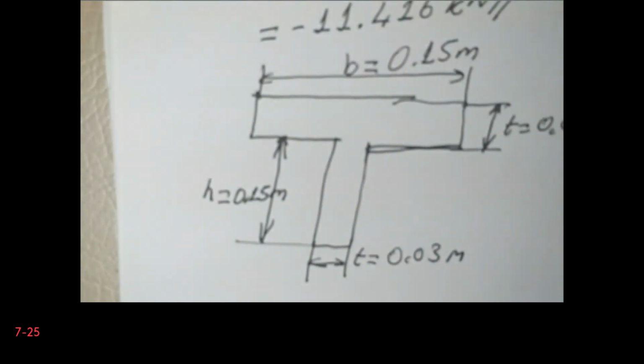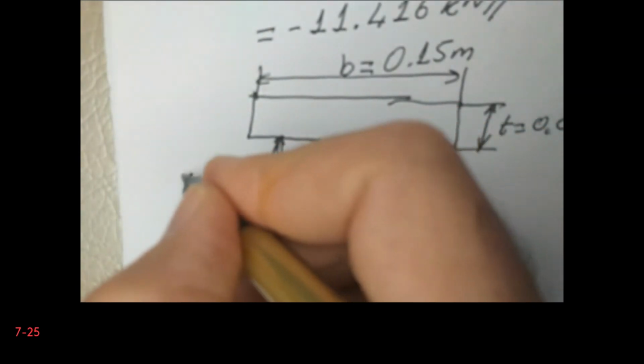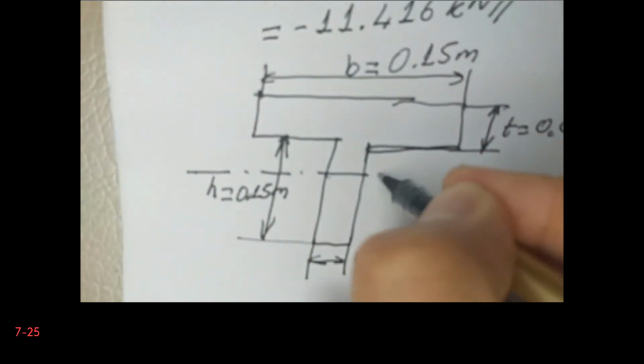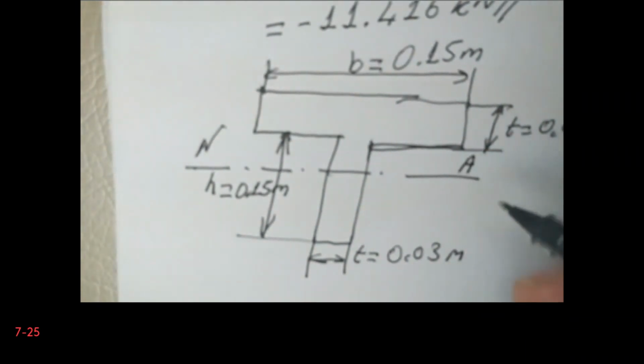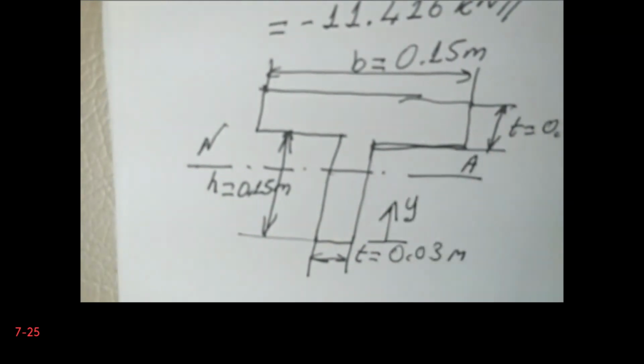In fact, the cross section is not symmetric. I need to find the neutral axis. So I need to choose a reference point. In fact, I prefer to choose the base, the bottom of the cross section, as my reference. Now I will calculate the location of the neutral axis.